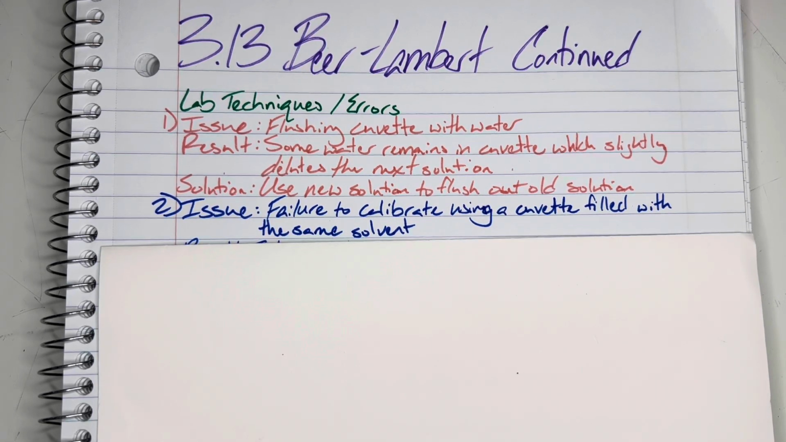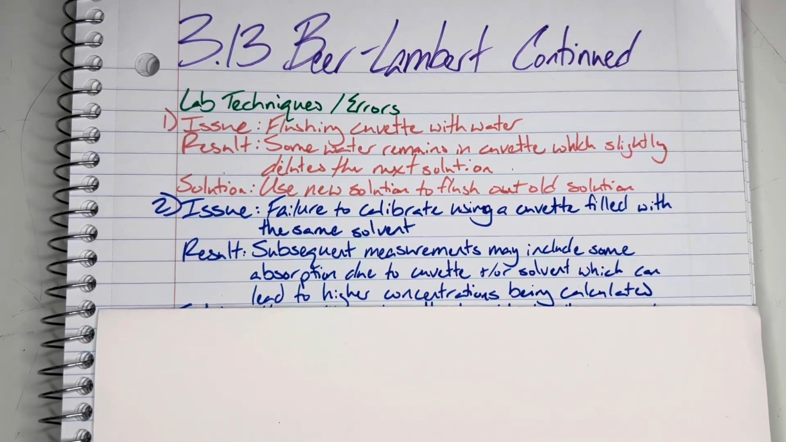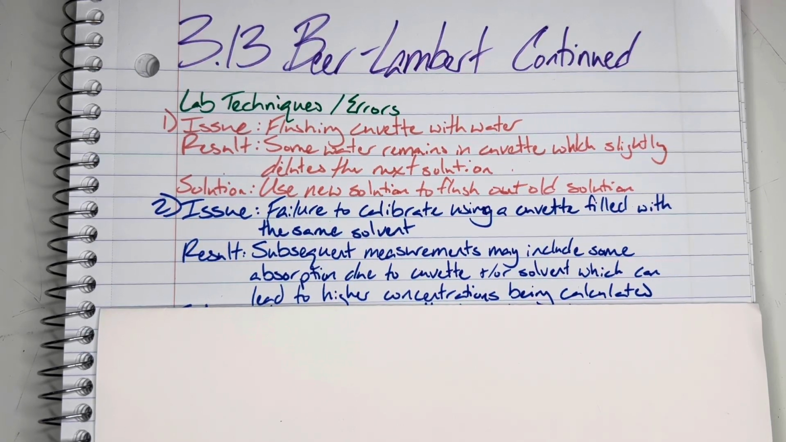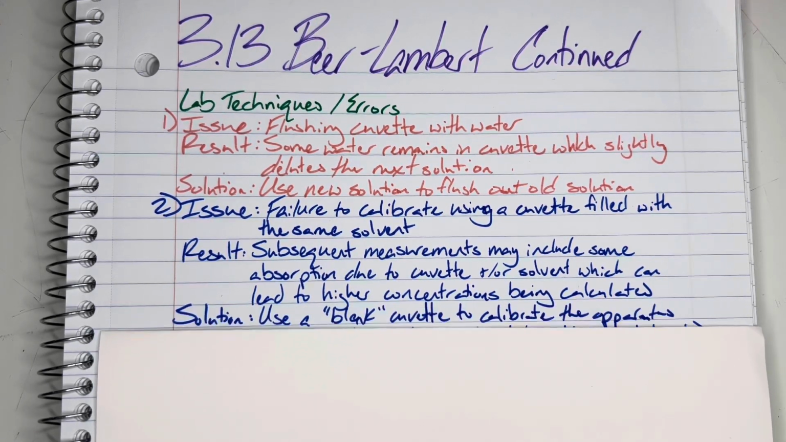Another common error is failure to calibrate using a cuvette filled with the same solvent. So if you don't calibrate your spectrophotometer with a cuvette with that specific solvent, typically it's going to be water, then you could accidentally include some absorption that is due to the cuvette itself or the solvent itself, which would lead to higher calculated concentrations than would truly be there.